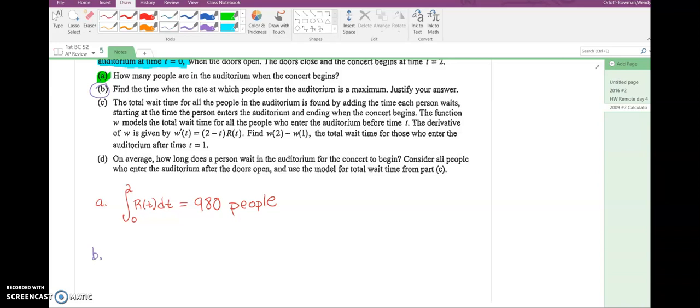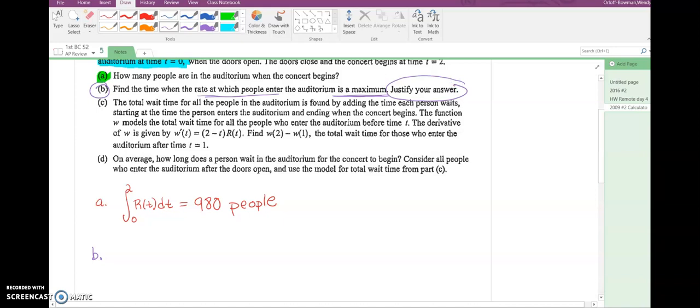Okay, we're now ready to move on to part B. Find the time when the rate at which the people enter the auditorium is at a maximum. This is one of the problems I feel that a lot of students will rush through and they're not paying attention to what's really being asked. You are not asking for the max amount of people, you are asking for the max rate at which people are entering. And then we need to justify our answer.